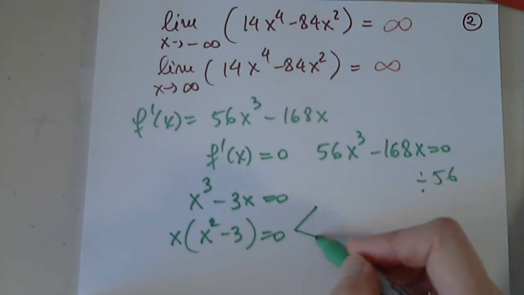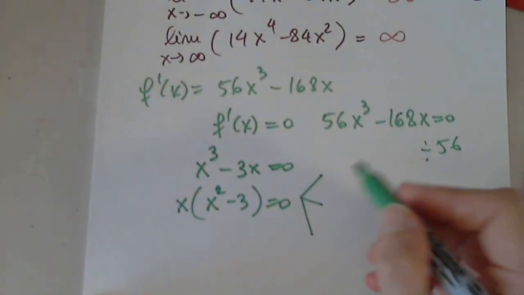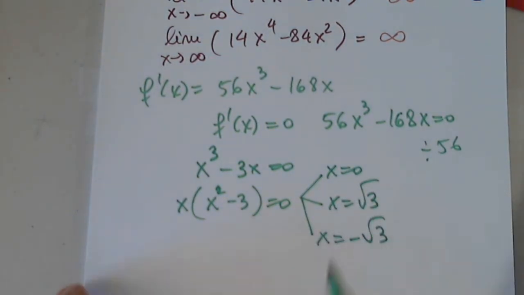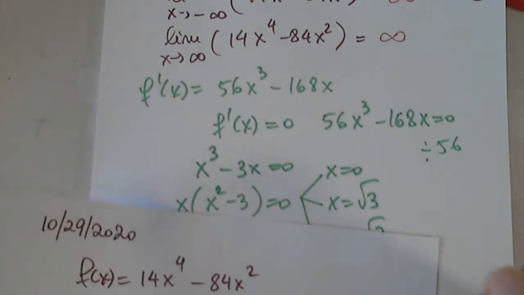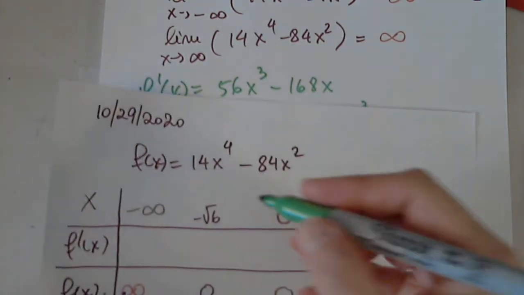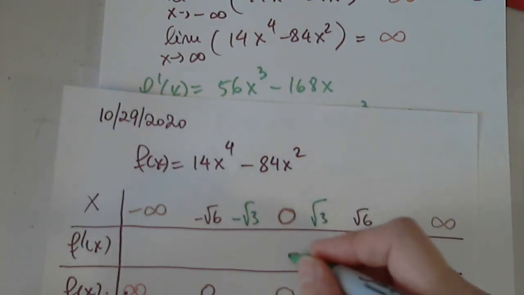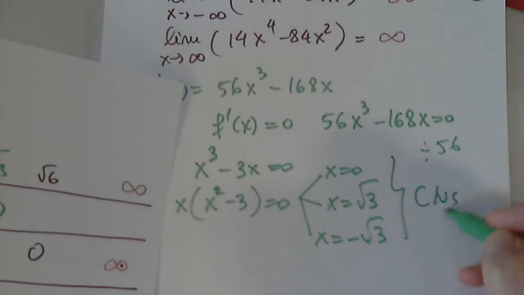It's degree 3. I'm expecting 3 solutions. And the solutions will be x equals 0, x equals the square root of 3, and of course negative the square root of 3. Go back to my table. The square root of 3 and negative the square root of 3. This is smaller than the square root of 6. So these are the critical numbers.